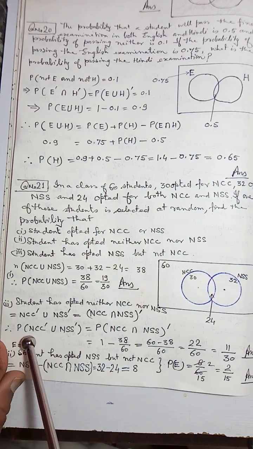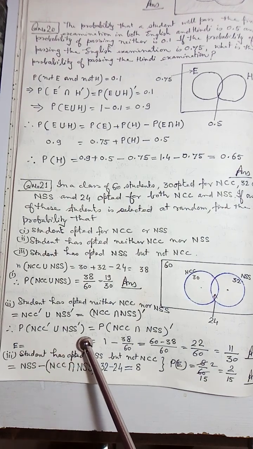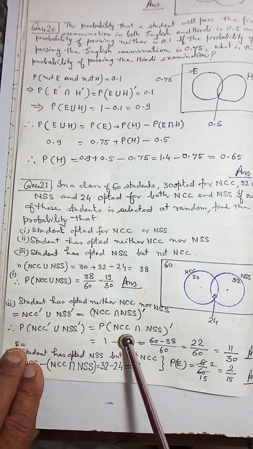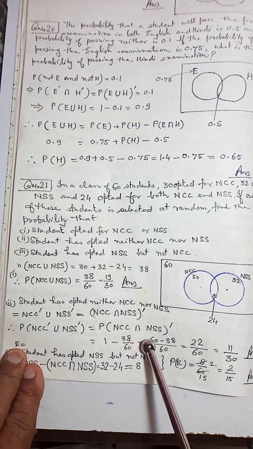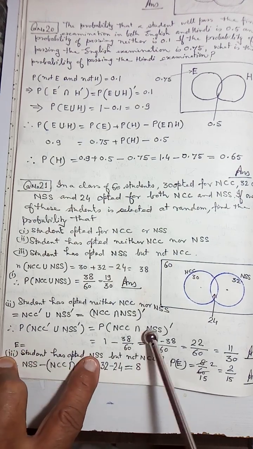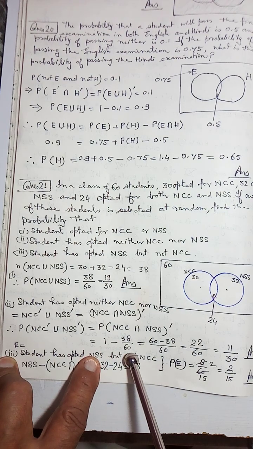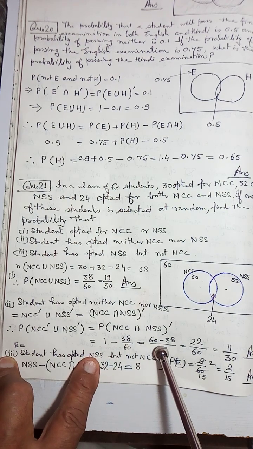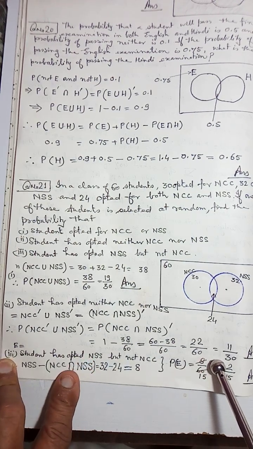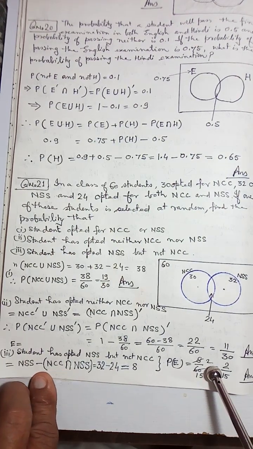That will be equal to the probability of NCC dash union NSS dash, and it will be equal to probability of (NCC intersection NSS) dash. We have already worked this out. So 1 minus 38 divided by 60, it will be equal to 60 minus 38 divided by 60, and it will be equal to 22 by 60. Now it will be equal to 11 by 30, and this will be the required answer.